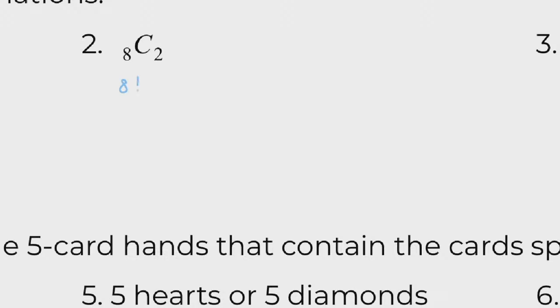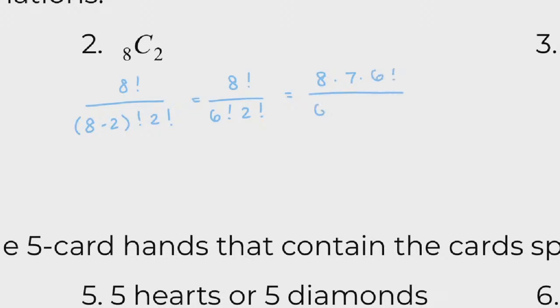Number 2, we have 8c2, so that'll be 8 factorial over 8 minus 2 factorial times 2 factorial. 8 minus 2 is 6. And when we write out 8 factorial, I'm going to stop at 6 factorial and write out 2 factorial. So that's 2 times 1. So these 6 factorials will cancel out, and we can simplify 8 and 2, and that'll become 4. So that means we're multiplying 4 times 7, which is 28.